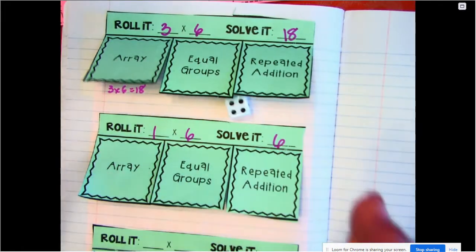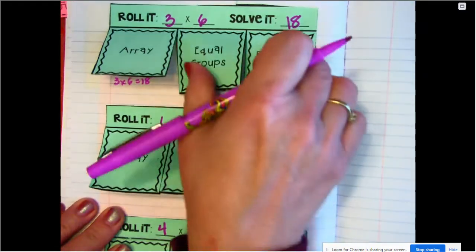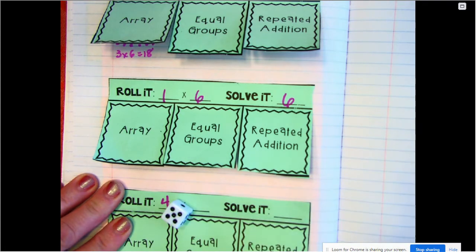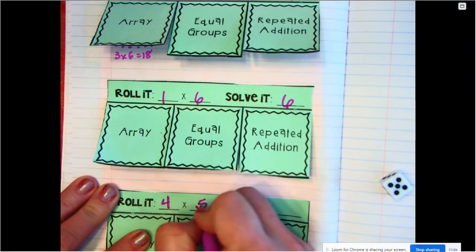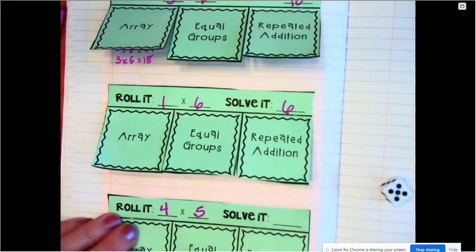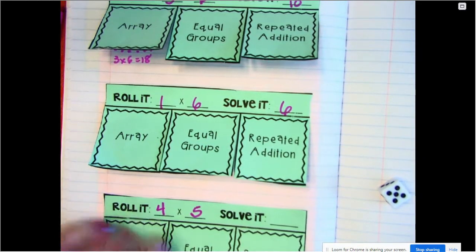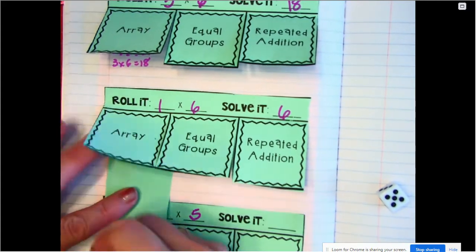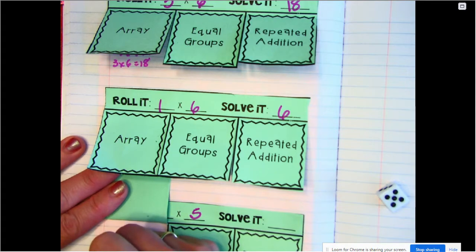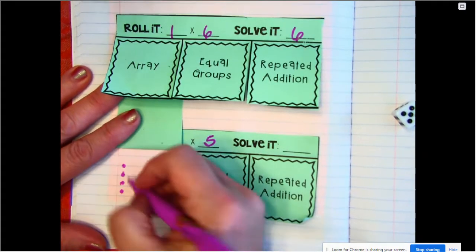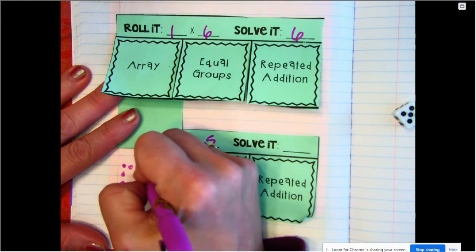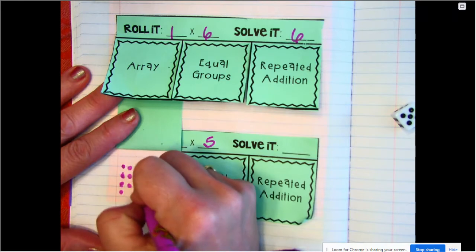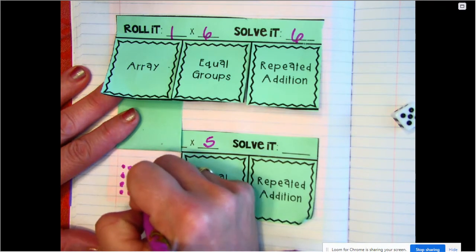Okay, so now my last one. I got a 4. Roll again. I don't want to do another 1 times 5. Okay. Four groups of 5. So my array would be 1, 2, 3, 4. And there'd be 5 in each row. 1, 2, 3, 4, 5, and so on for each of the four rows.